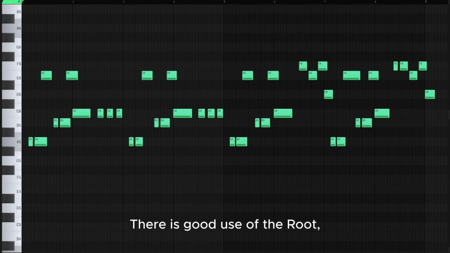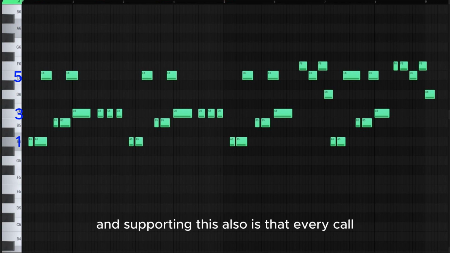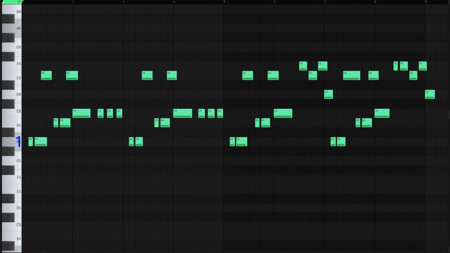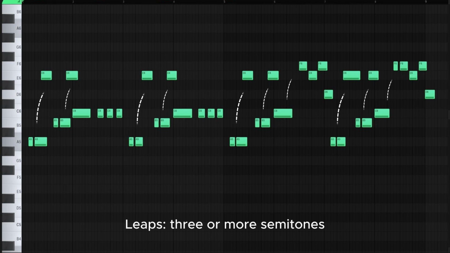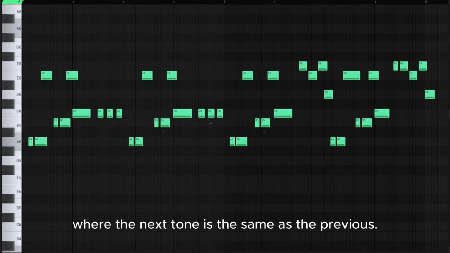There is good use of the root, the third and the fifth, early on in the melody to help establish tonality, and supporting this also is that every call and response pair starts on the root note, before venturing out on its melodic journey. It has variety in motion, containing a good mix of steps, 1 to 2 semitones, leaps, 3 or more semitones, and repeats, where the next tone is the same as the previous.